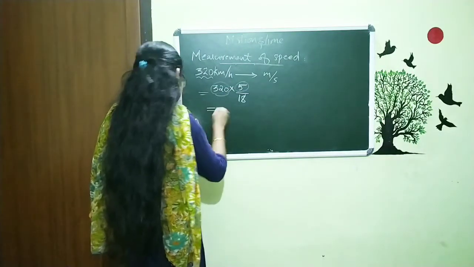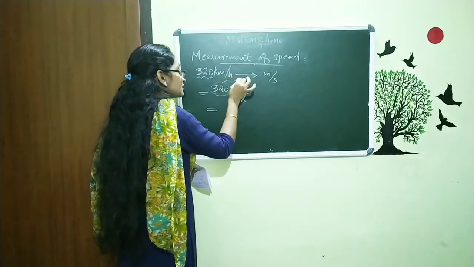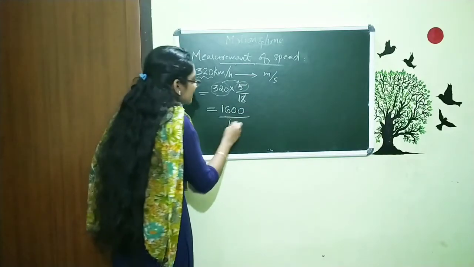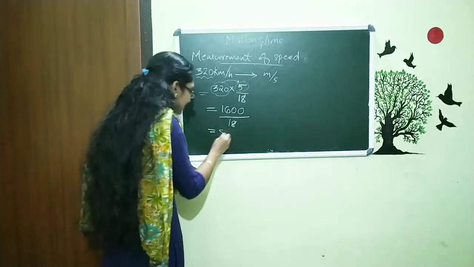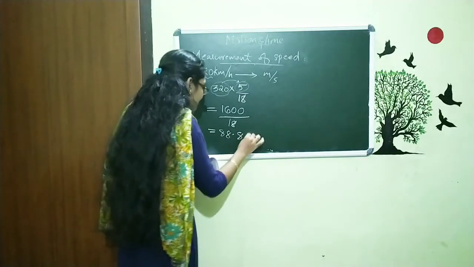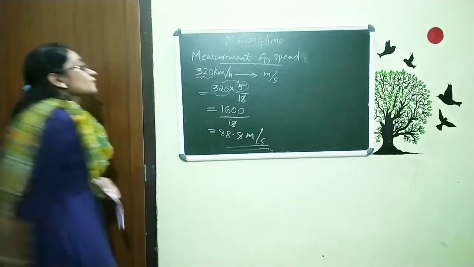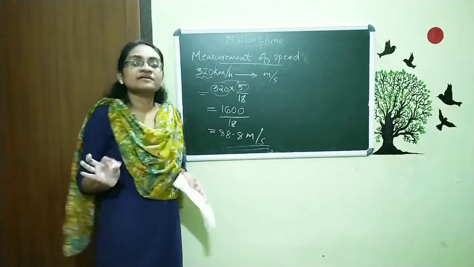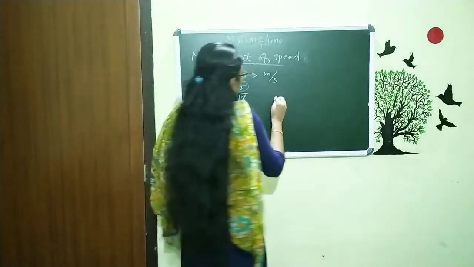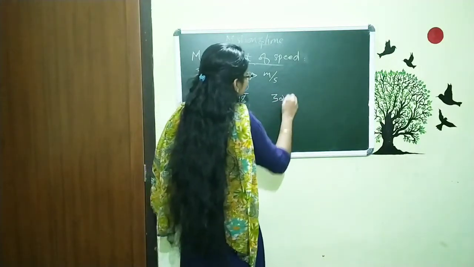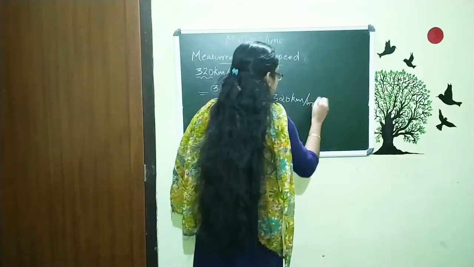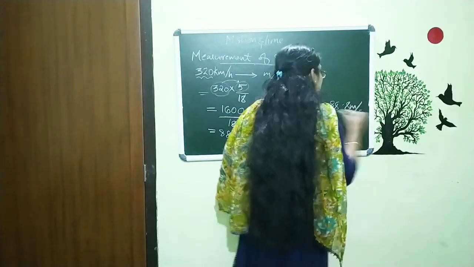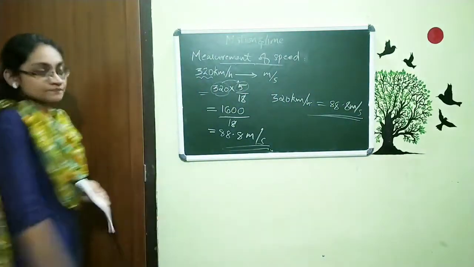18. So when we multiply 320 with 5, you get the value 1600 and then divide this by 18 and you get the value 88.8 meter per second. So the meaning is this, there is nothing more. If you know how to multiply and divide, then you get the answer. So 320 kilometer per hour is equal to 88.8 meter per second. This is the meaning for this.